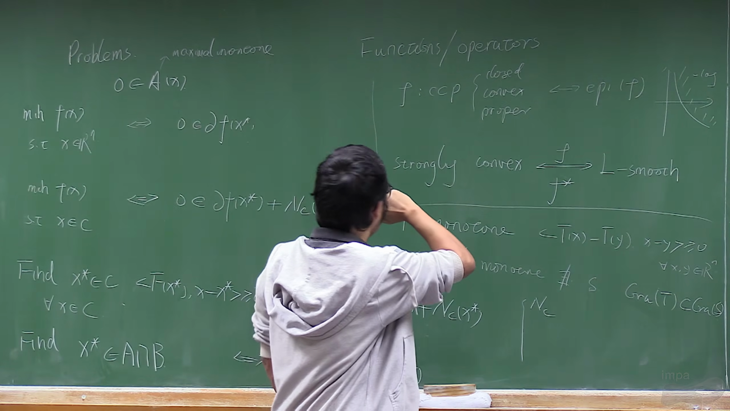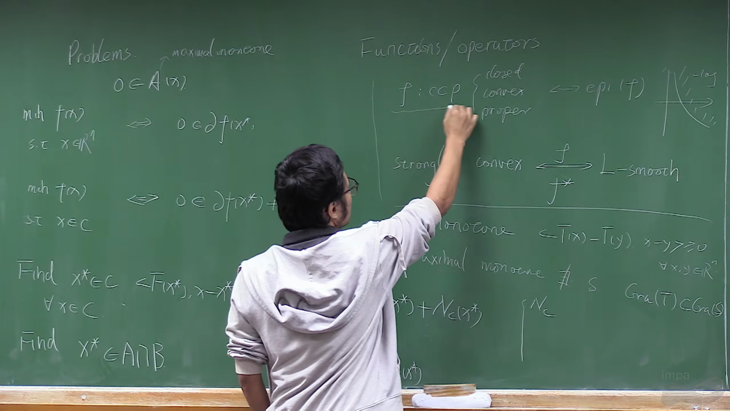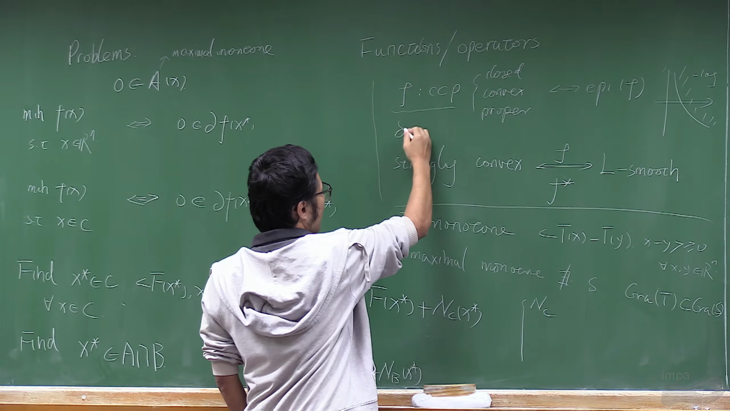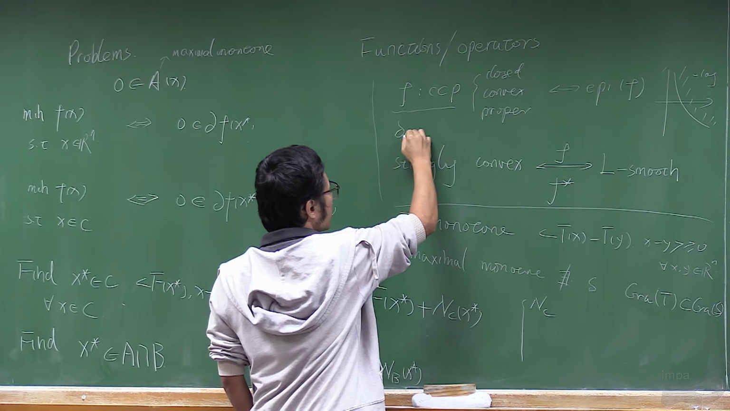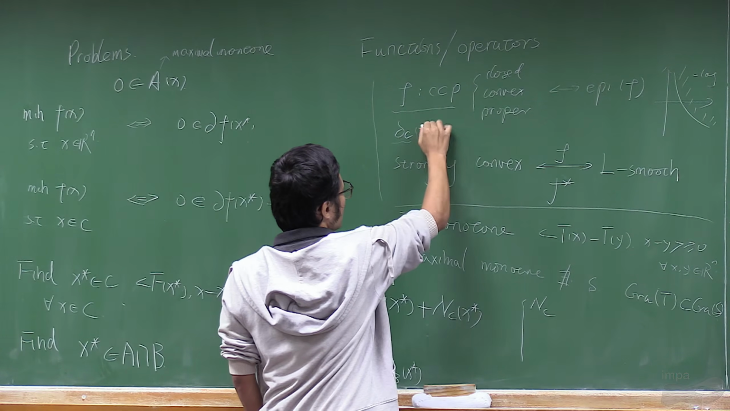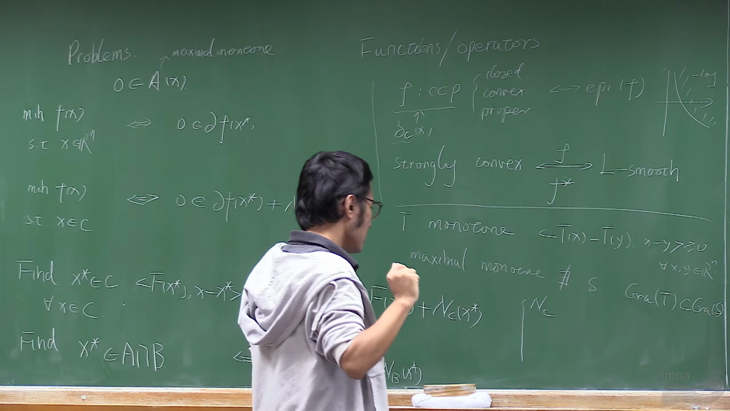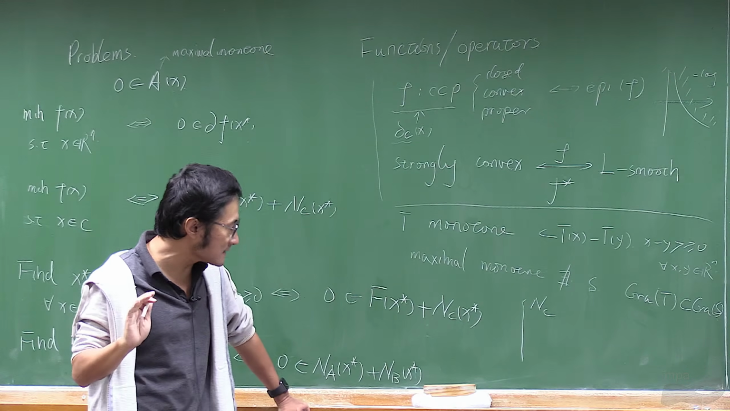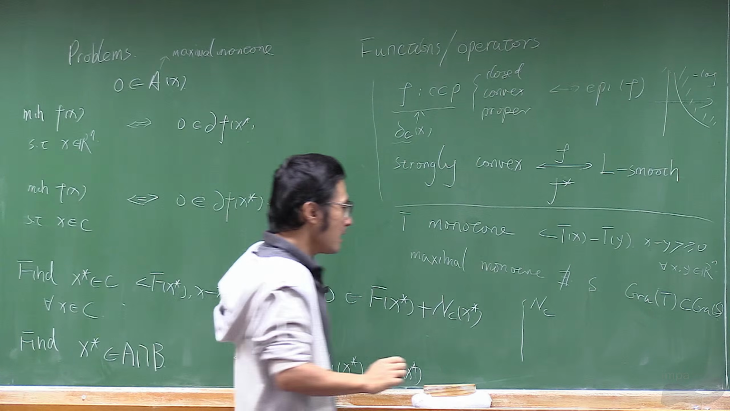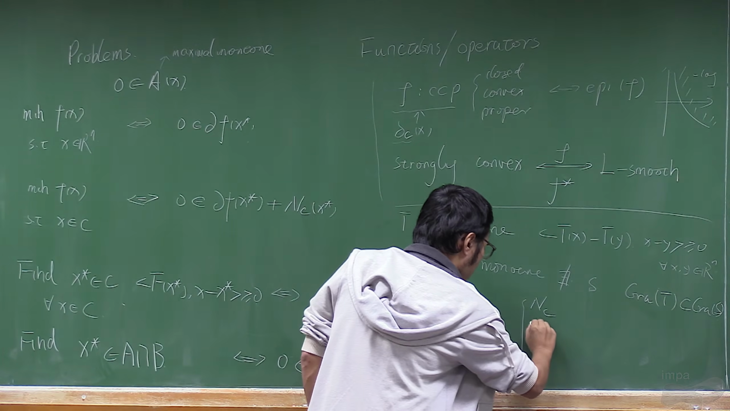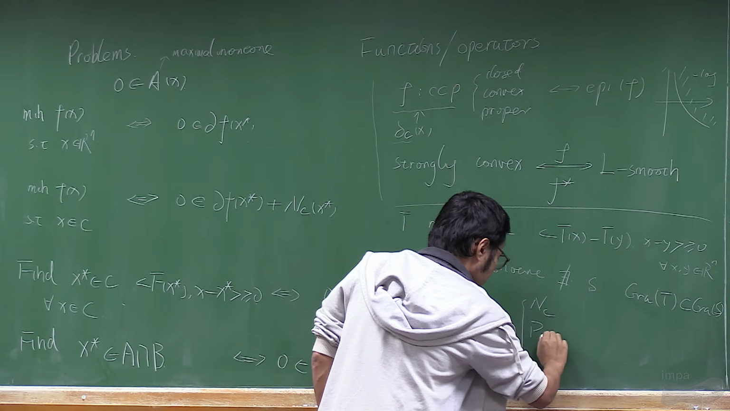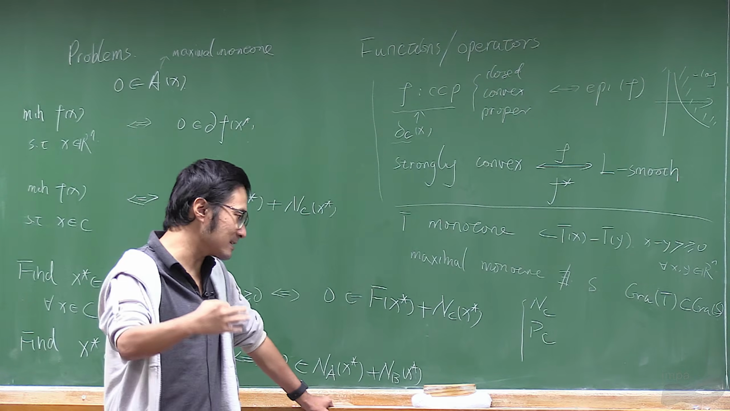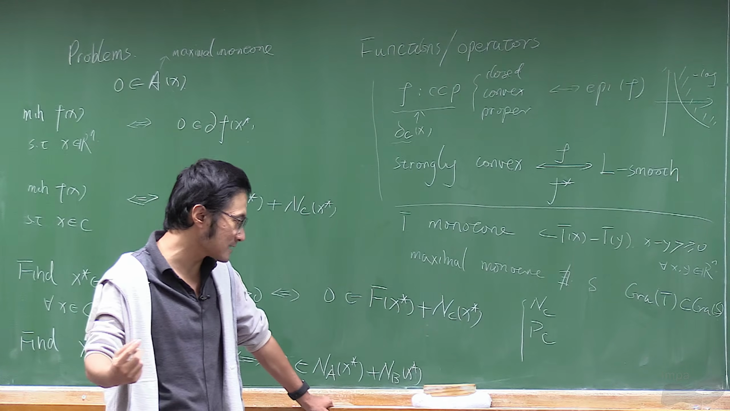Here, we should also have some examples of the CCP function. A very interesting example is the indicator function of some set C. This function is CCP. Okay, let's go back to the examples of maximal monotone operators. The first example is the normal cone. And the second example is the projection of some point onto a convex and closed set C.